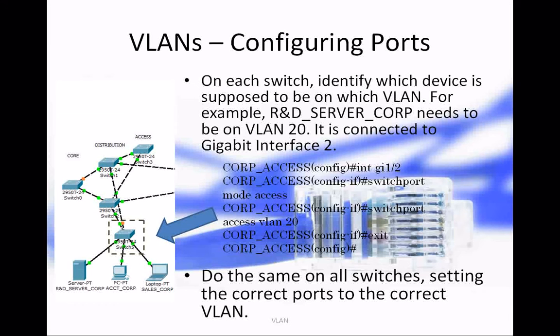And then I type switchport mode access. This sets the switch port to an access mode, and there's only two modes, access and trunk. All devices, such as computers, printers, and servers, will be set to access mode.